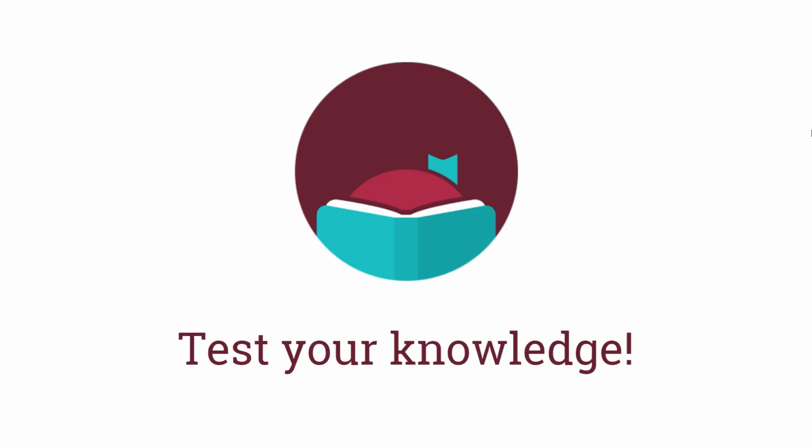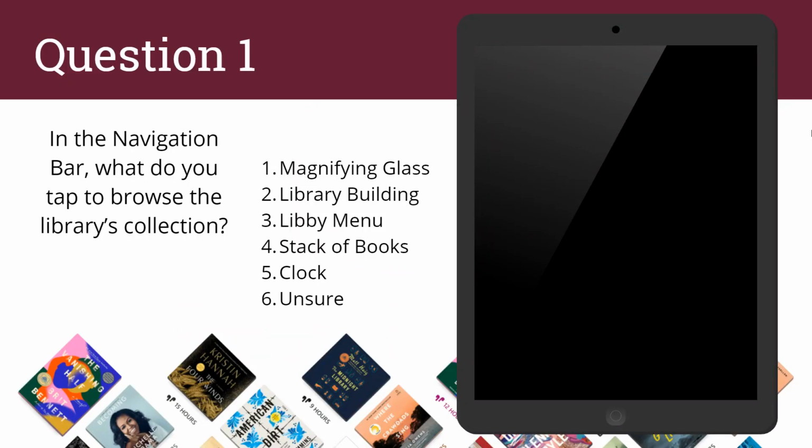Okay, so now that we've walked through all of Libby's most important features and processes, we'll see what we've learned with our Libby quiz. This is mostly meant to be a review, not anything super competitive, so it just goes over the basics of Libby. For question 1, we're going to start in the navigation bar of Libby. In the navigation bar, what do you tap to browse the library's collection? Is it the magnifying glass, the library building, the menu, the stack of books, the clock, or unsure? And remember, this is when we don't know specifically what we want to borrow. It's just about browsing the library collection.